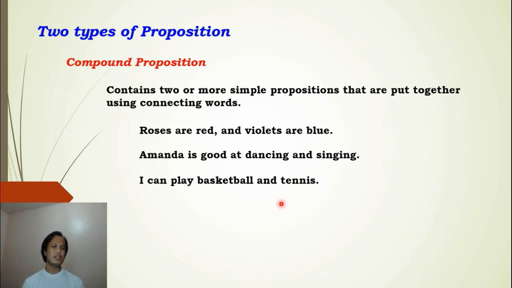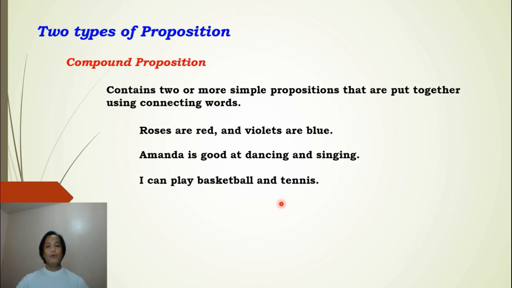There are different connecting words like and, or. We also have negation. We also have if-then statements and biconditional statements. So that would be our next topic. So that's it. I hope you have learned something.